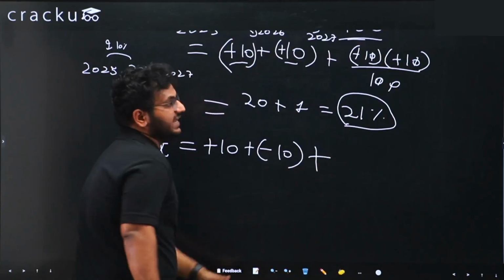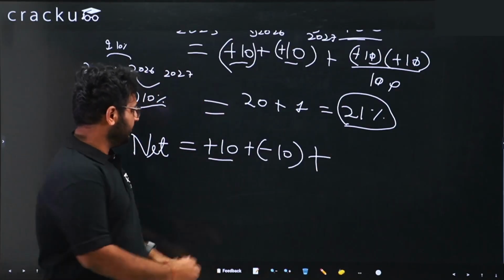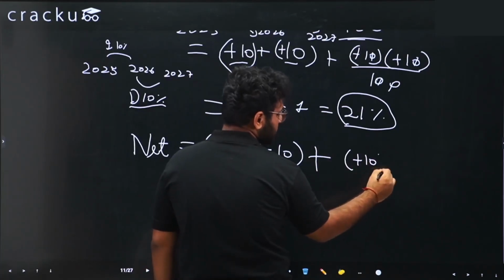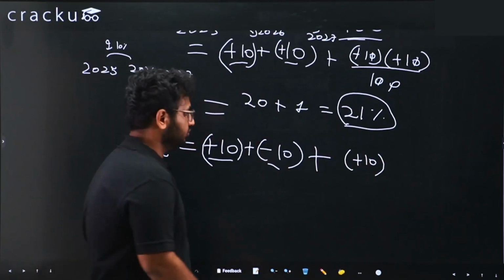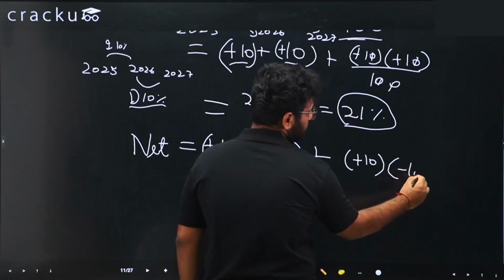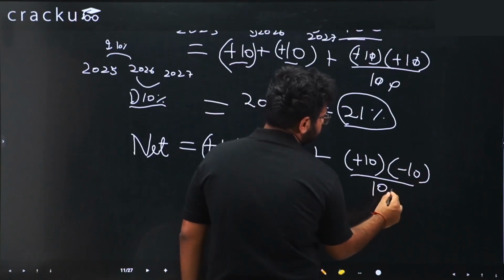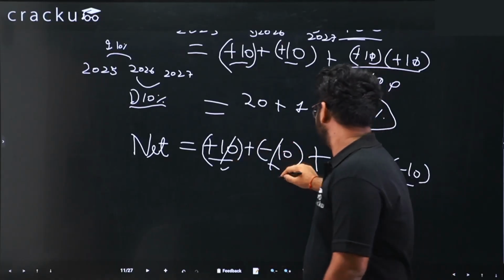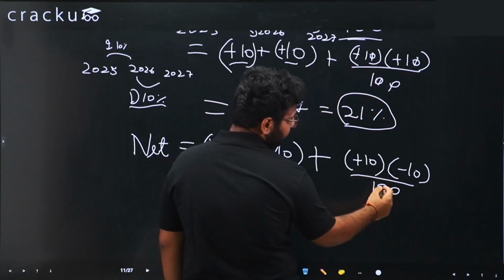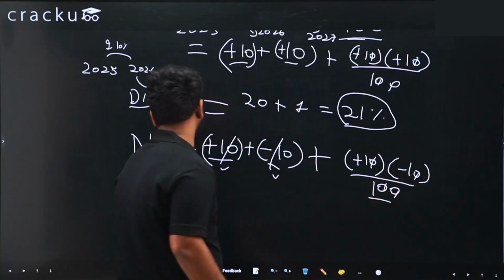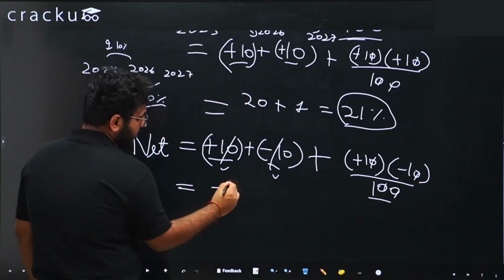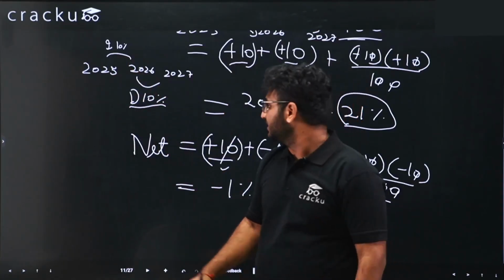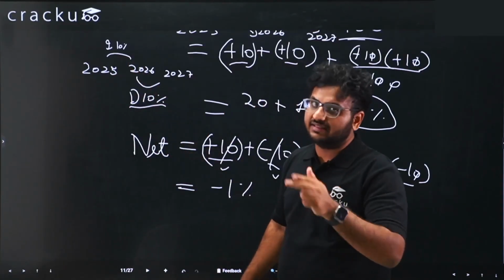Plus AB by 100. So A is plus 10, B is minus 10. So we will write minus 10 divided by 100. So 10 minus 10 is 0. And this would be minus 100 divided by 100, which is equal to minus 1. So net change would be minus 1% if it is increasing by 10% in the first year and then decreasing by 10% in the second year.